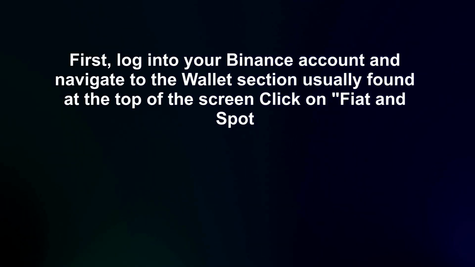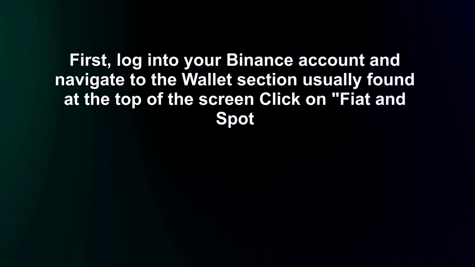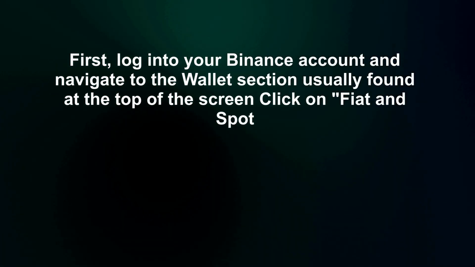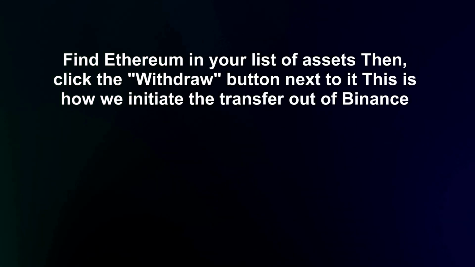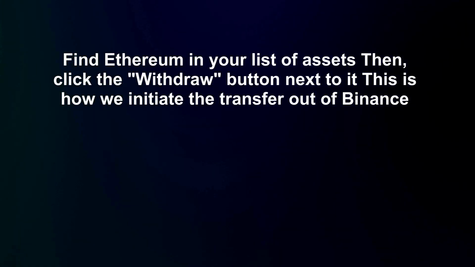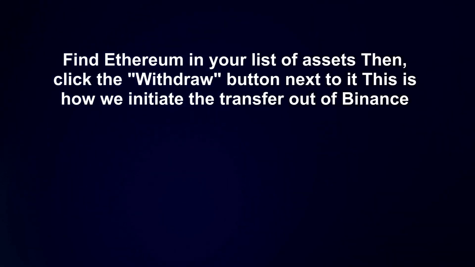First, log into your Binance account and navigate to the wallet section, usually found at the top of the screen. Click on Fiat and Spot. Find Ethereum in your list of assets, then click the Withdraw button next to it. This is how we initiate the transfer out of Binance.